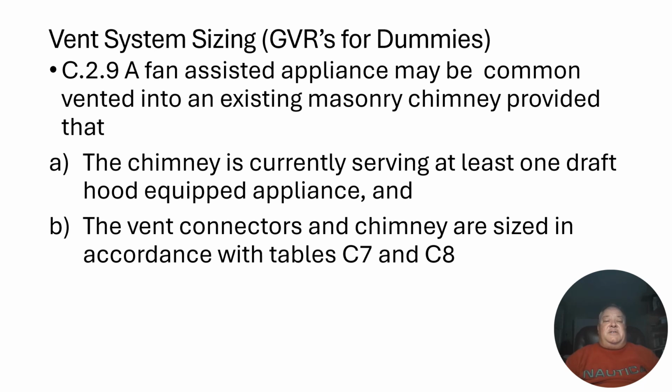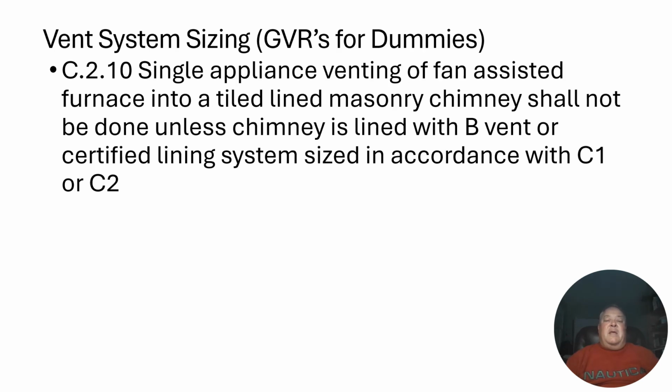Vent system sizing C29: a fan-assisted appliance may be common vented into an existing masonry chimney, provided the chimney is currently serving at least one draft hood equipped appliance, and the vent connectors and chimneys are sized in accordance with C7 and C8. Well, since this really has come into existence, now that they're saying that we're going to line everything, typically that's not something that we're going to do in table C7 and C8. So we'll talk much more about this as we go on.